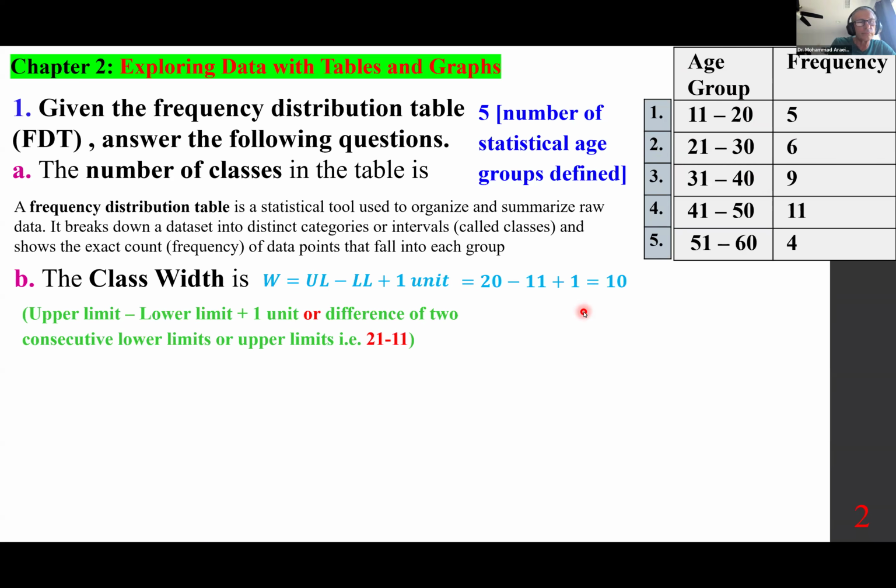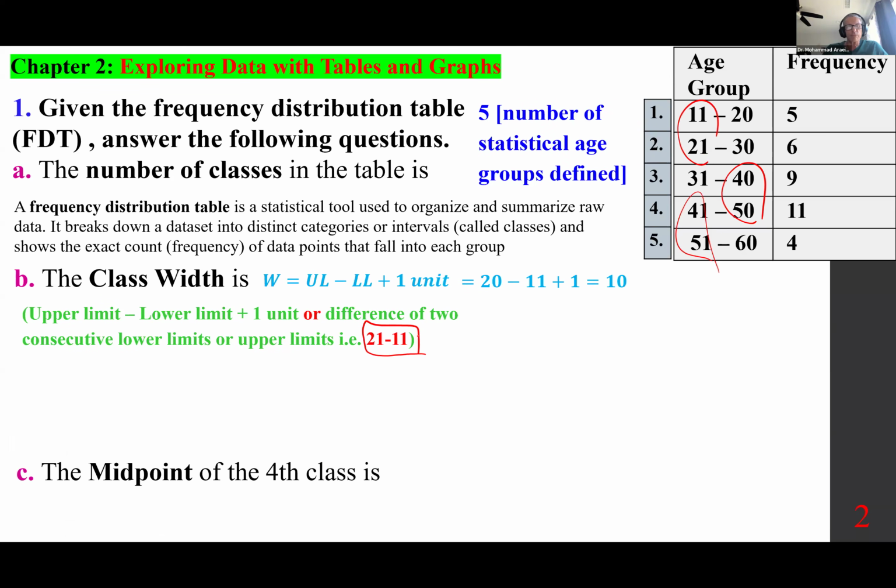Also, upper limit minus lower limit plus 1 unit, or the difference of 2 consecutive lower limits or upper limits. For example, if I pick those two, 21 and 11. If I pick those two, 50 minus 40. Pick those two, 51 minus 41. That's what we mean with the second method. And that might be easier. Nevertheless, I hope everybody is clear on that.